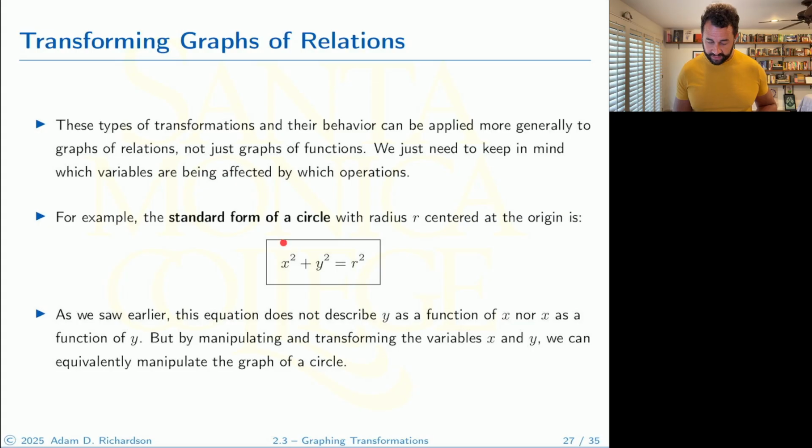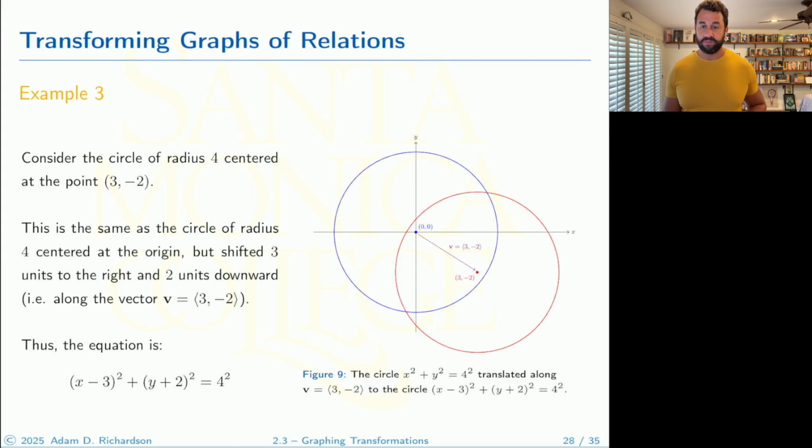So here is the standard form of a circle with radius r centered at the origin. We just saw this in the last section. This is one of those graphs that you need to have memorized, the graph of a circle centered at the origin with radius r, okay? Like I said, this is not a function of x, nor is it a function of y, but we can still transform this graph by manipulating these variables in different ways. So here's an easy example.